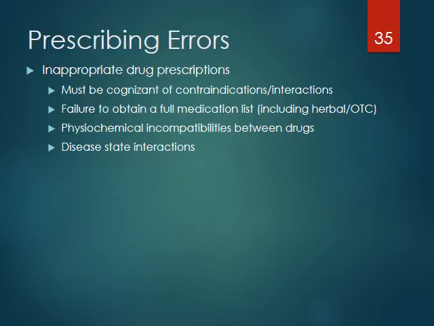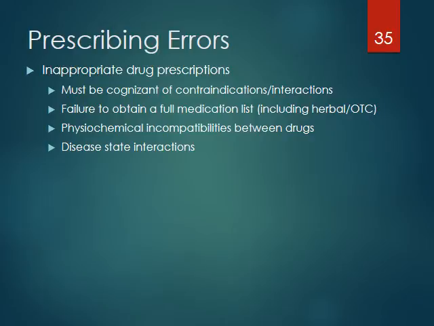Other problems can come from inappropriate drug prescriptions. So whenever prescribing a new medication, it's important to remember what potential contraindications or interactions may come up with other medications the patient's taking, thinking about over-the-counter and herbal things. Really important just to have a full medication list in general to make a more educated decision.